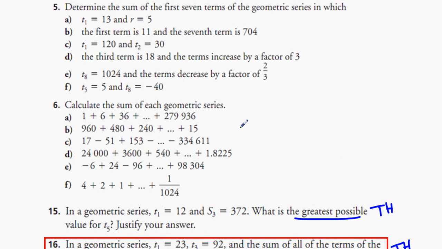This is like my example 2, where I have to find n first. All right, that's it. Enjoy.